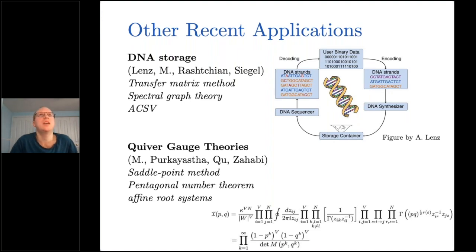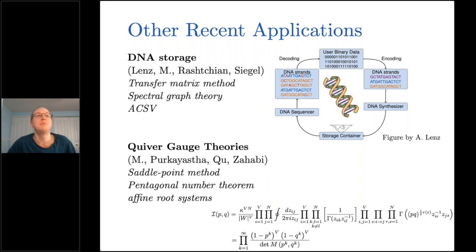Also, two more recent applications I wanted to mention. DNA storage: if you want to store information in DNA instead of on a hard drive for long-term storage, this is a very active area of research. Using different techniques, transfer matrix methods, spectral graph theory, and analytic combinatorics in several variables, so multivariate analytic combinatorics, we were able to give certain bounds for how you can encode sequences using DNA in the ways that people care about. And there's another application from physics, quiver gauge theories.